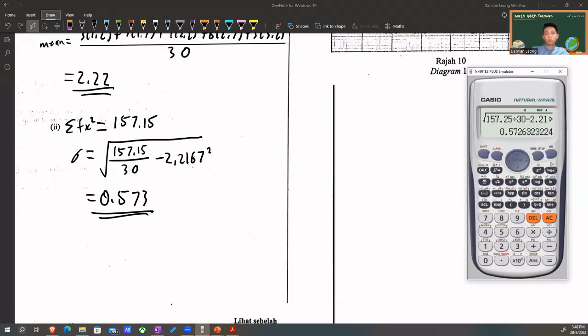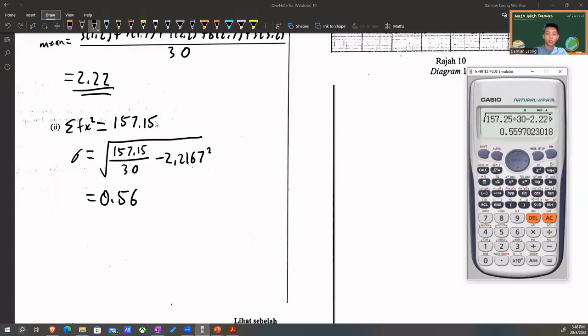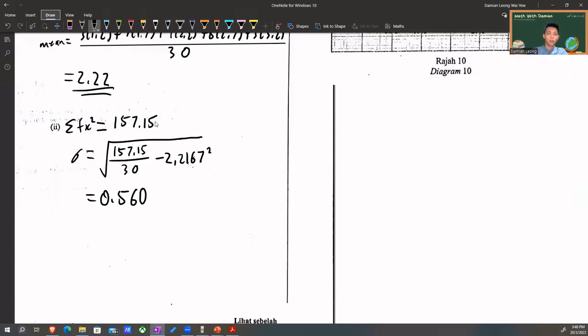But if you take 2.22 here, then you get 0.559 actually, which is actually fine as well. Yeah, 0.560 also is okay if you take 2.22 squared, because you are using the previous answer.